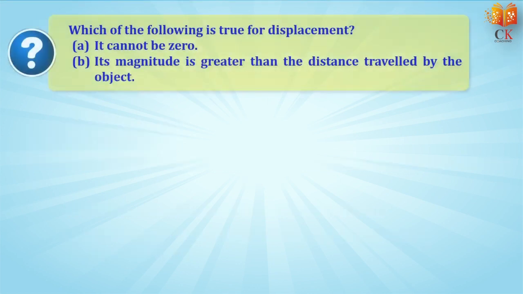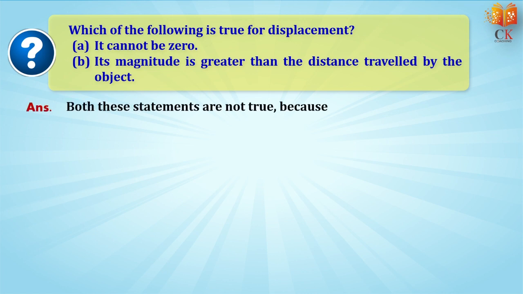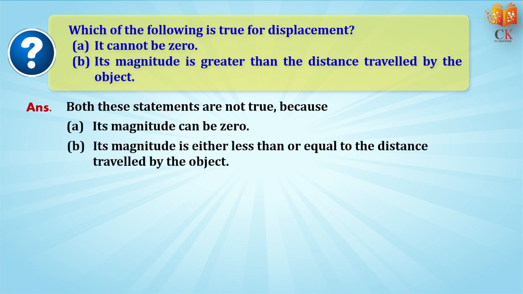Taking up the next question, which says, which of the following is true for the displacement? It can be 0, its magnitude is greater than the distance traveled by an object. What are they asking about? About distance. So both statements are not true, because displacement magnitude can be 0. It is greater than the distance traveled by an object, which is not true. We saw in the example.